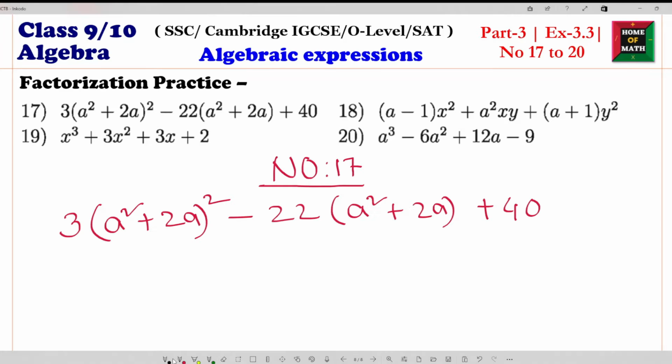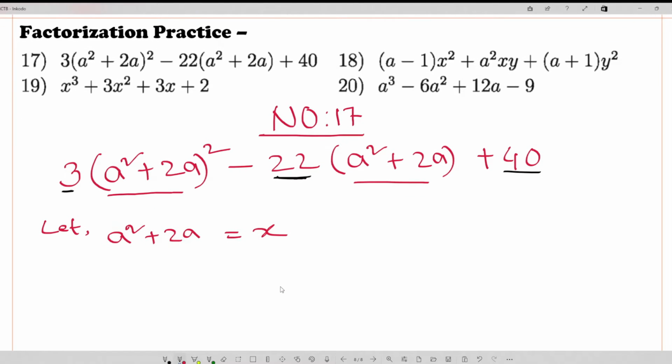Let's start. Number 17: (3a² + 2a)² − 22(a² + 2a) + 40. Look, here is some constant and some common thing. The common thing is a² + 2a and a² + 2a. Let a² + 2a equal x. So 3x² − 22x + 40.